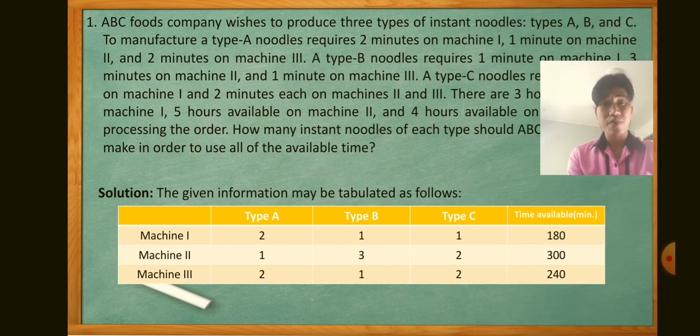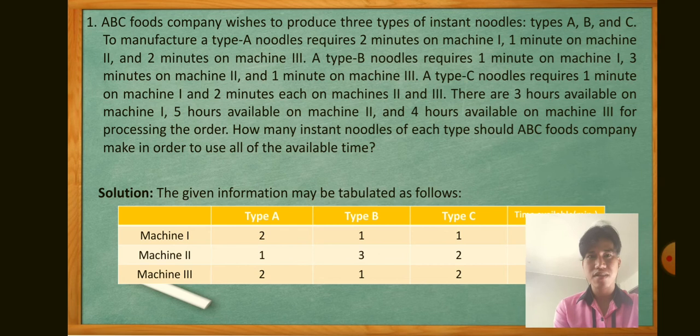Again, machine 1 is 2 hours, not 2 minutes. There are 3 hours available on machine 1. That's why it is 180 minutes, because 1 hour is 60 minutes.